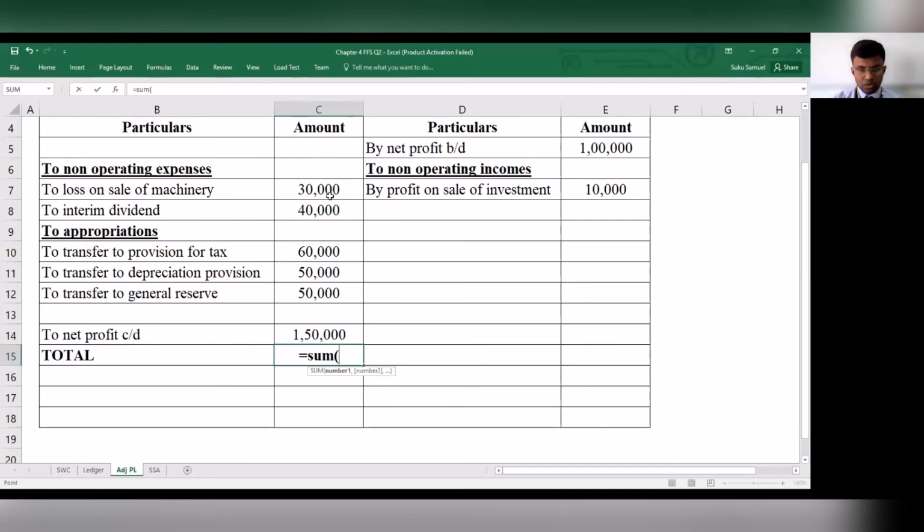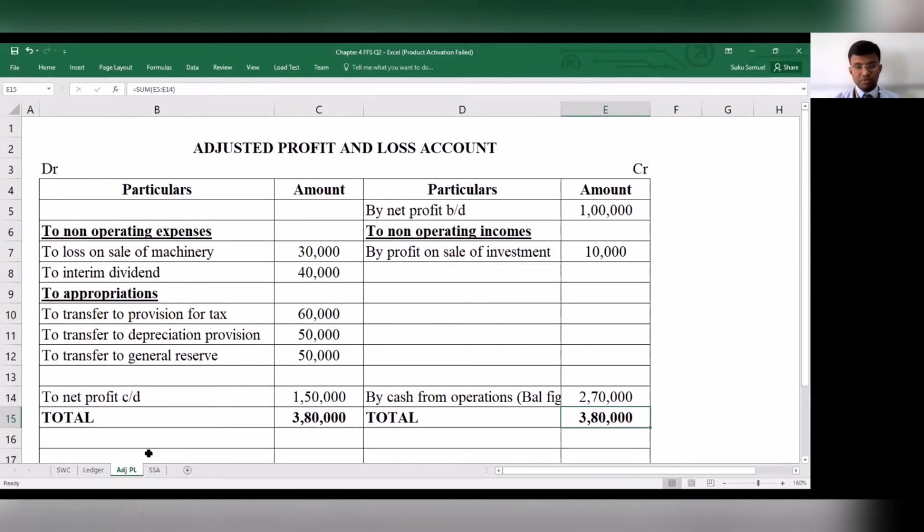So when we consider the total, we would see that the debit side is more, which means the balancing figure has to fall on the credit side. So this will be by cash from operations, which is nothing but your balancing figure. This balancing figure will be 2,70,000, your cash from operations. So we have completed the adjusted profit and loss account.